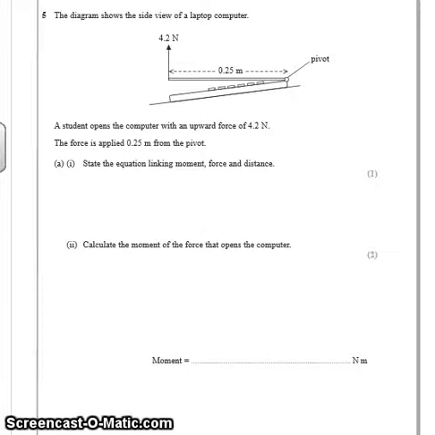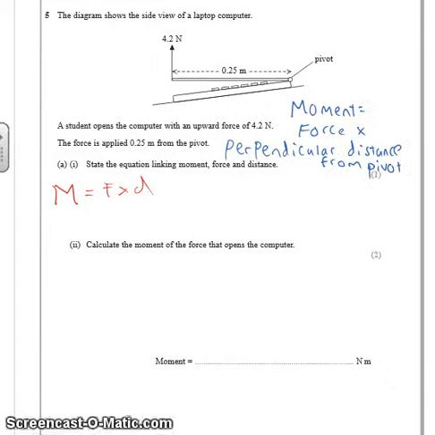Question 5, we're looking at a laptop computer which a student opens with an upward force of 4.2 newtons applied 0.25 meters from the pivot. Now state the equation that links moment, force and distance. Well, moment is force times distance, but we need to be a little bit more specific: moment is force times perpendicular distance from the pivot.